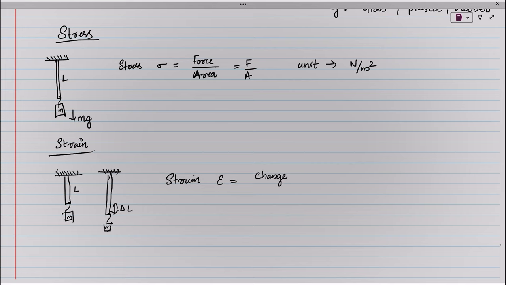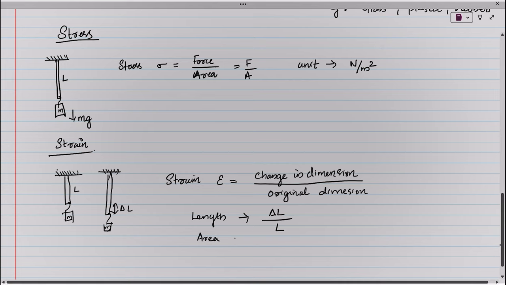It can be given as change in dimension to the original dimension. For the case of length, the change in length is denoted as delta L, and the original length is L. For the case of area, it is the change in area by the original area. If the volume is changing, then it is the change in volume by the original volume.